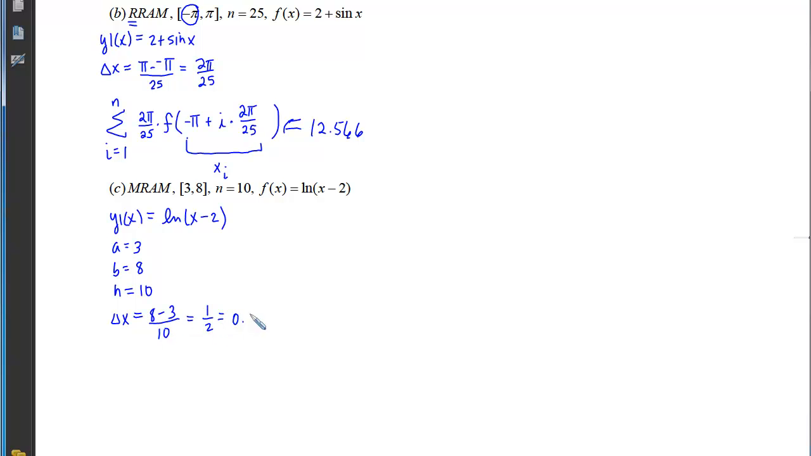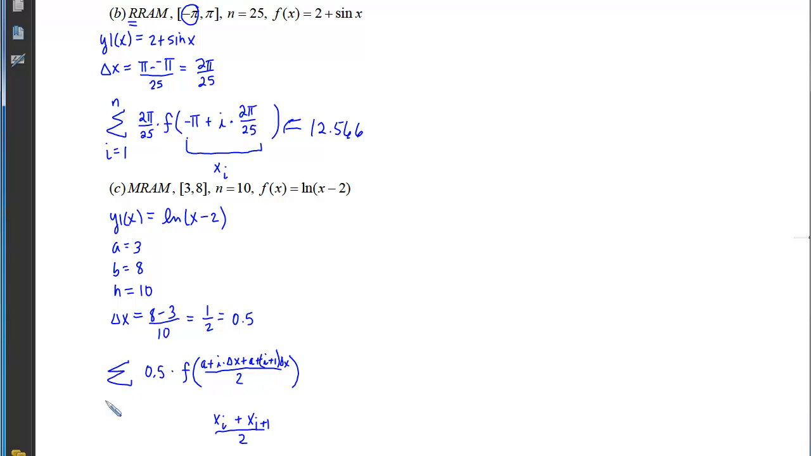And then we're going to write our MRAM, which, if you recall, is the sum of our delta x times our function values evaluated at midpoints. And the midpoints were x sub i plus x sub i plus 1 over 2. So that's going to be a plus i of those delta x's plus a plus i plus 1 of those delta x's all over 2.